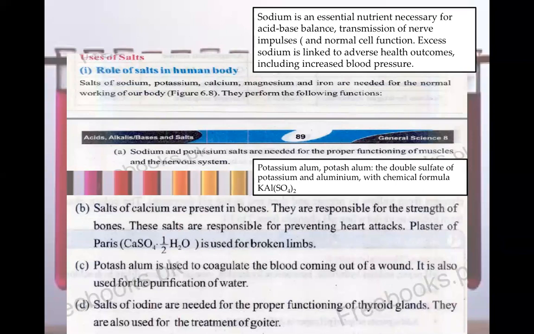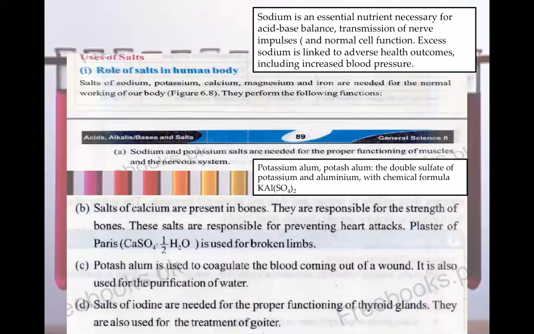Okay? There are certain sodium and potassium pumps which you will be studying in the future in 9th or 10th class. There are certain sodium and potassium pumps in the cell membrane. Okay? For the proper balance, these salts are extremely important. The excess sodium is linked to adverse health outcomes, including increased blood pressure. That's why you have to drink water again and again to flush out extra salt, extra toxins from your body.